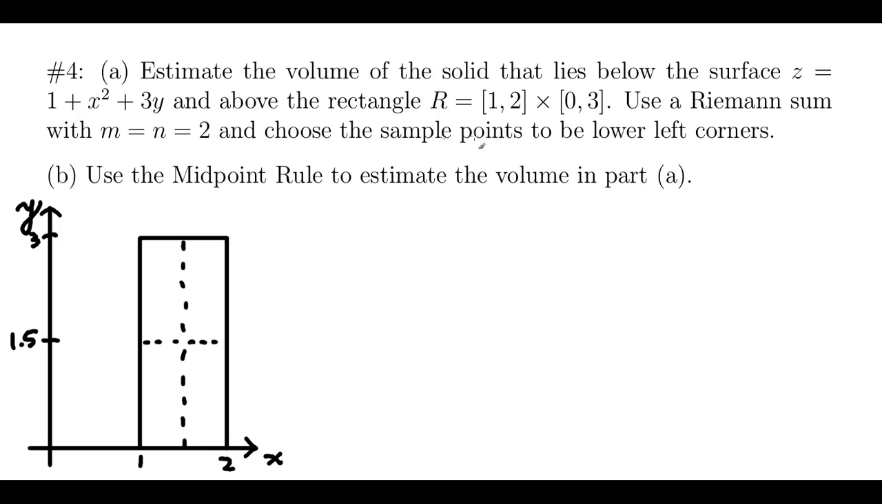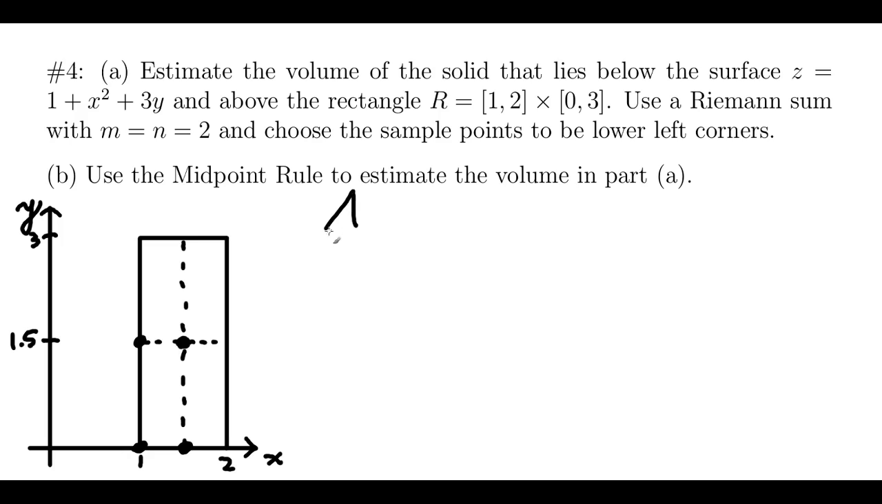We're also instructed to choose the sample points to be lower left corners. This means that for each subrectangle here, we're going to take the lower left corner as the representative point for that subrectangle. This is analogous to back in Calc 1 when you worked with Riemann sums for integrals at the beginning, and you would do something like take a left endpoint approximation. Not getting too fancy, just taking the left end of each subinterval. Well, here we're just taking the lower left corner, somewhat arbitrarily. So we need to do a couple of things to work this out.